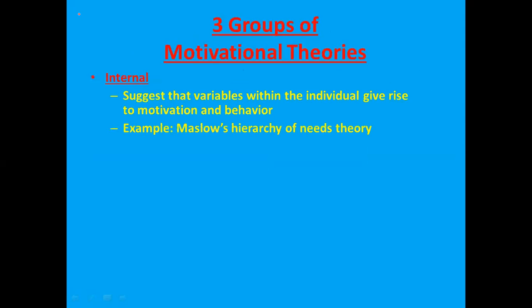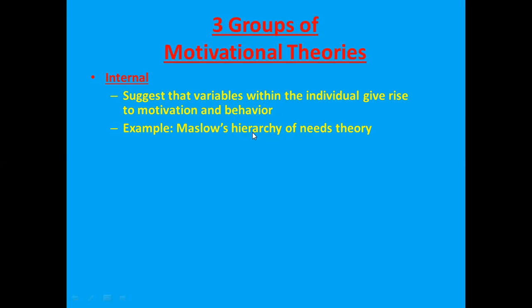We will discuss these things in brief. Coming to the three groups of motivational theories, the first is the internal motivation theory. It suggests that variables within the individual give rise to motivation and behavior. Example: Maslow's hierarchy of needs theory.